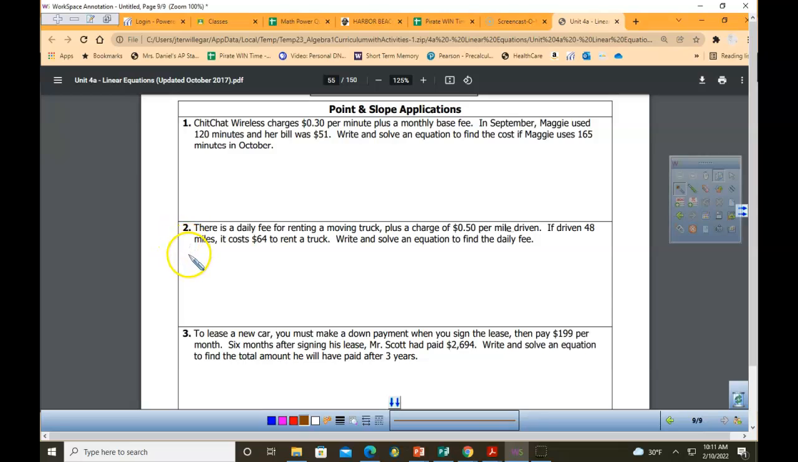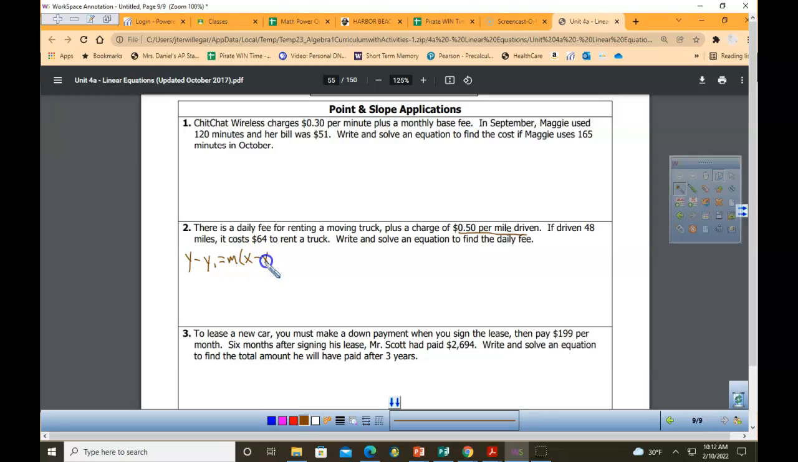So let's look at number 2 on homework number 12. There's a daily fee for renting a moving truck plus a charge of 0.5, or 50 cents, per mile driven. If you drove 48 miles, then it costs $64 to rent a truck. Solve the equation to find the daily fee. So we're given a point and slope for this one. The form I'm going to use is y minus y1 equals slope times x minus x1.